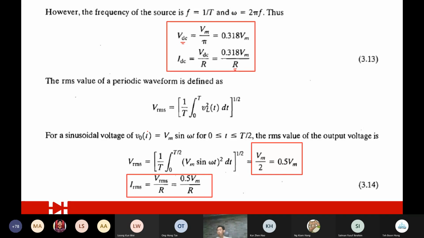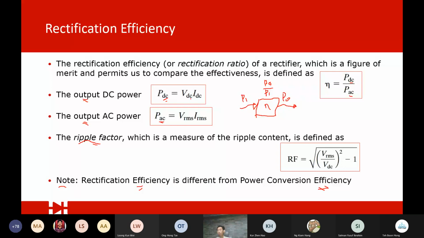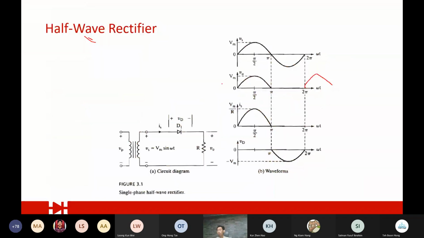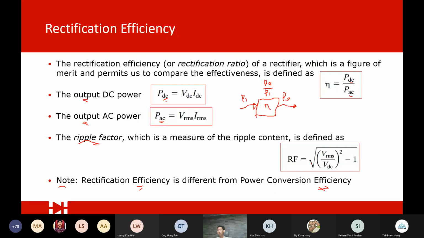And for the RMS, which is the AC measurement, it is going to be Vm divided by 2, or 0.5 multiplied by your peak. And similarly for the I, it will be V over R. So with that, you can actually calculate the VRMS, IRMS, and the VDC, IDC, so that with all this you can calculate the rectification efficiency, as well as the ripple factors, all right?